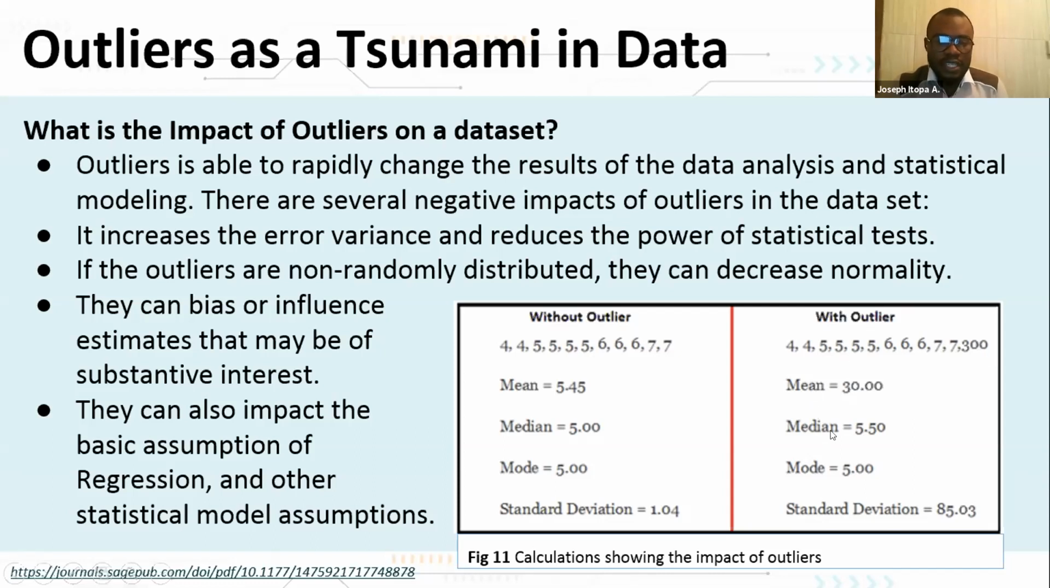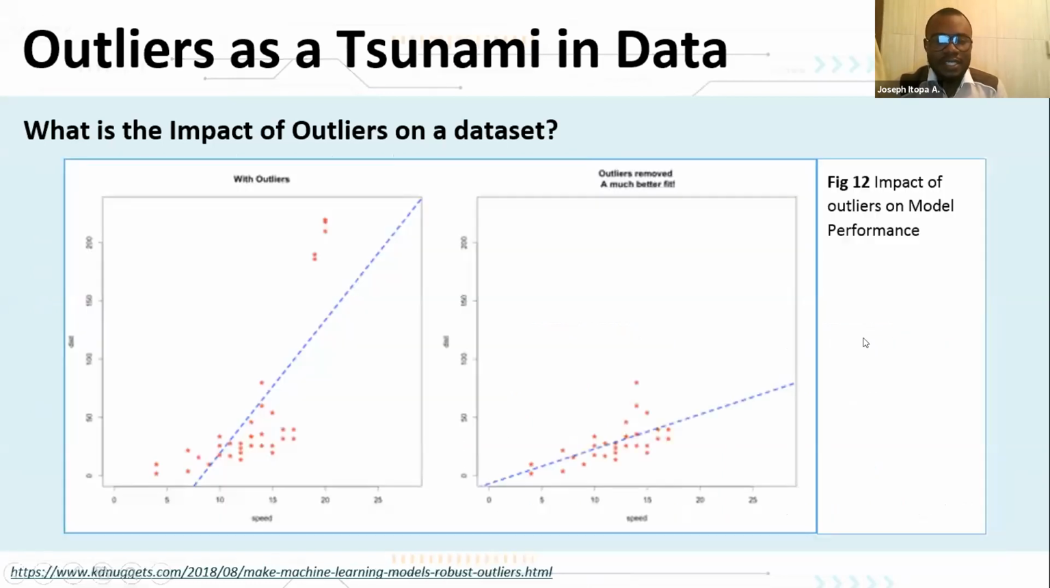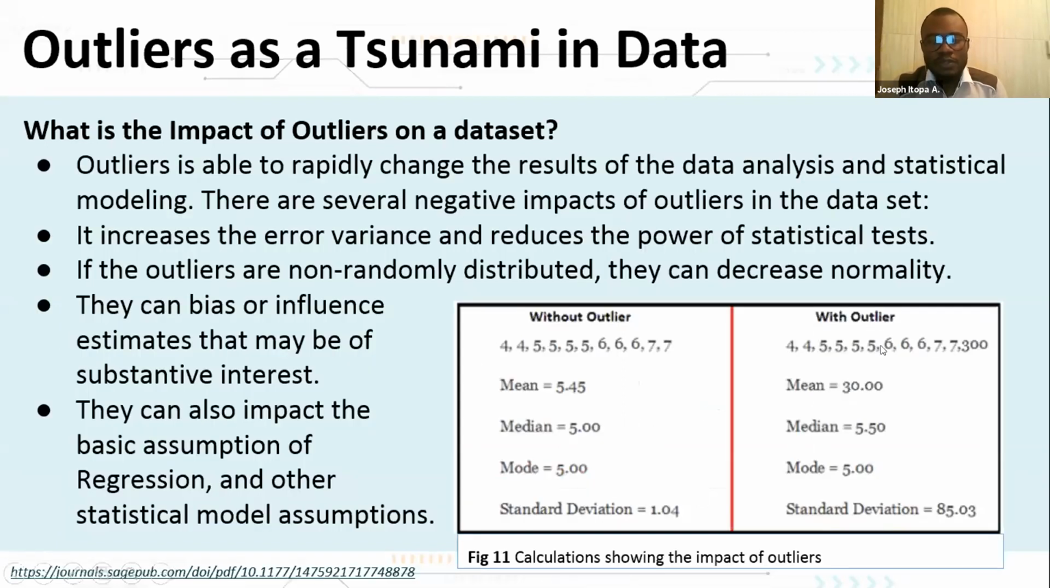The same with the median, we just look for the one at the middle. It happens to be 5 and 6. We don't really have a middle number. So we add these 5 and 6 together, then divide by 2, and we have 5.5. The mode remains the same, which is the most frequent, but the standard deviation is massive. We have 85.03 compared to 1.04.